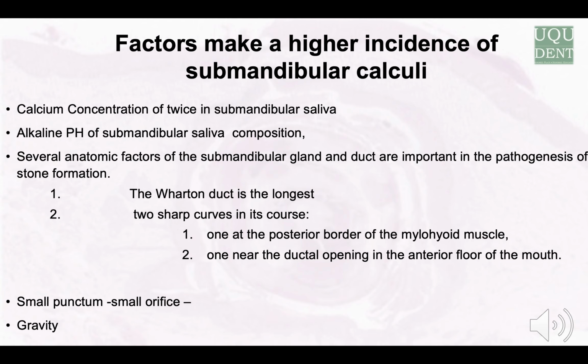It also has several anatomical factors, which include that the Wharton duct is the longest duct. It has two sharp curves in its course, one at the posterior border of the mylohyoid, the other near the ductal opening in the anterior floor of the mouth. It also has a small punctum or small orifice, and the role of gravity.